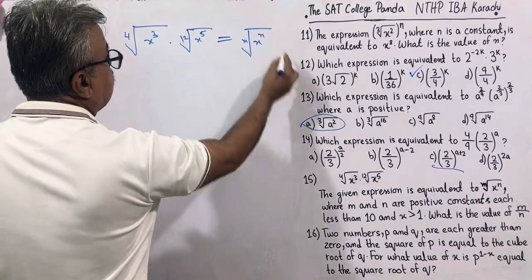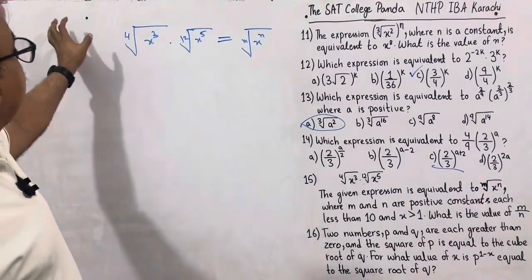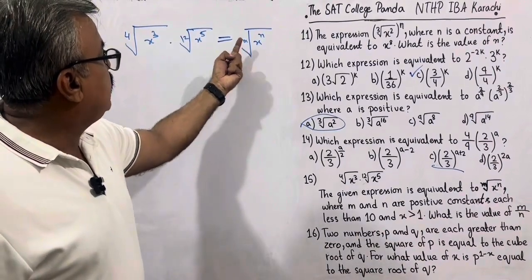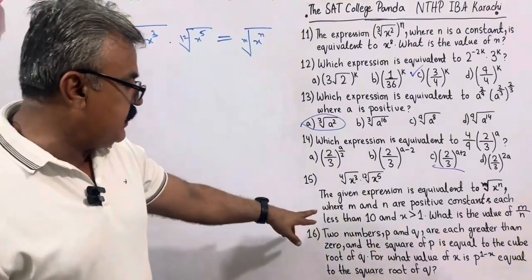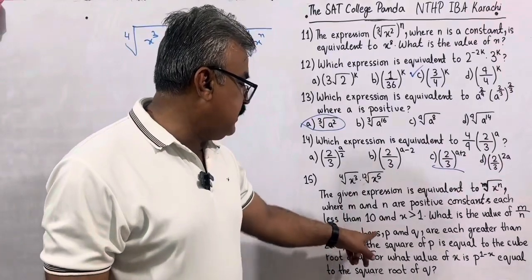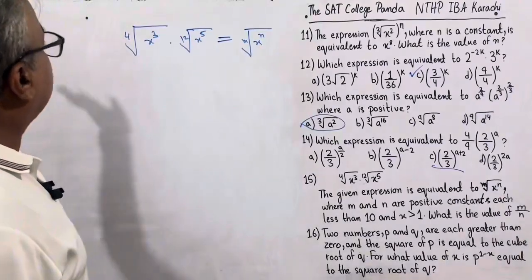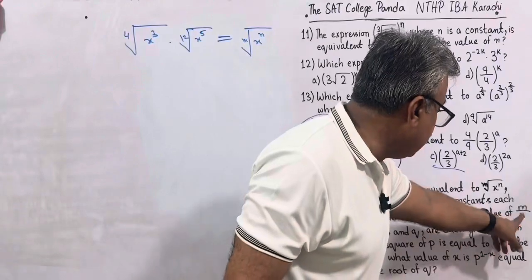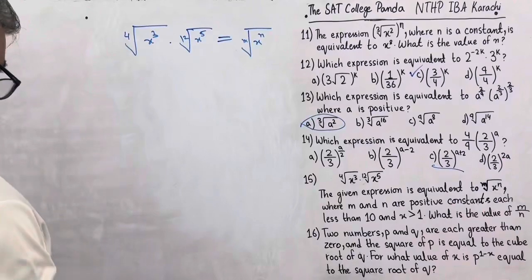The mth root of x raised to n. If this can be merged and compactly written in that form, then what is the value of m and n? We have some constraints to satisfy: m and n are positive constants, each less than 10, and x is greater than 1. If x is 1, then everything is meaningless and they are all equal to 1. What is the value of m over n? We are interested in the value of m over n.